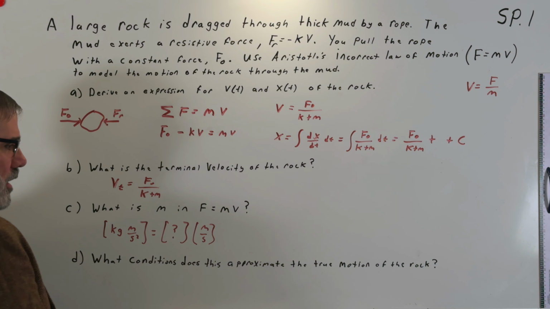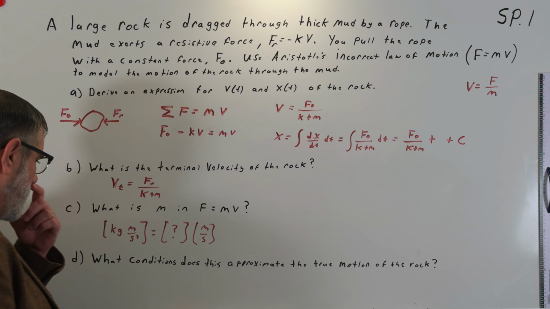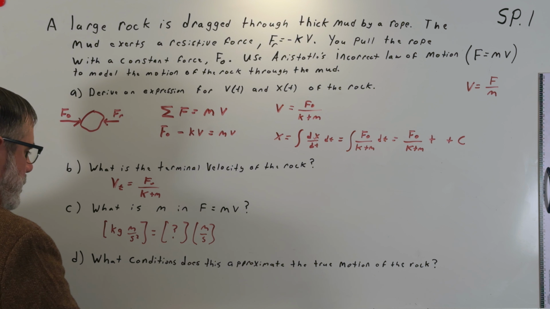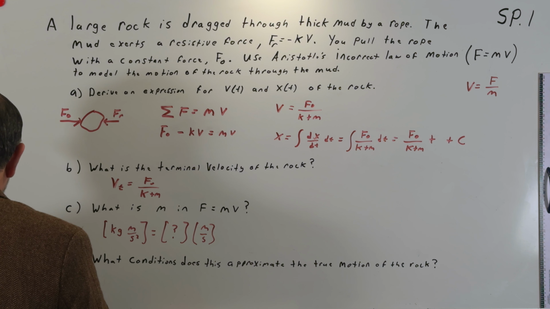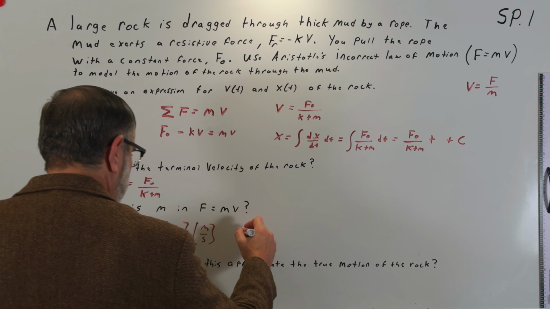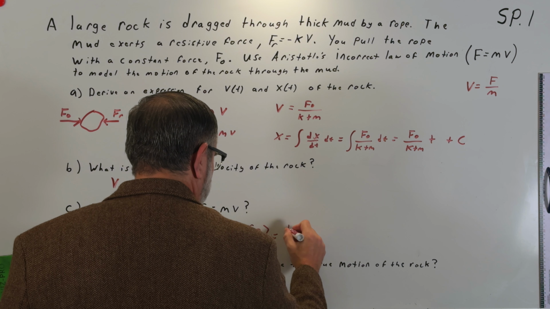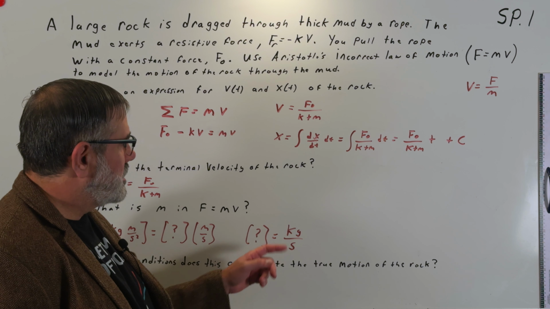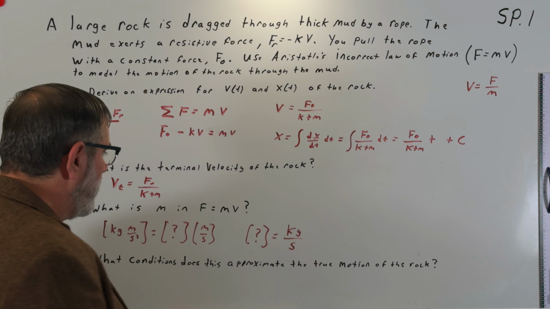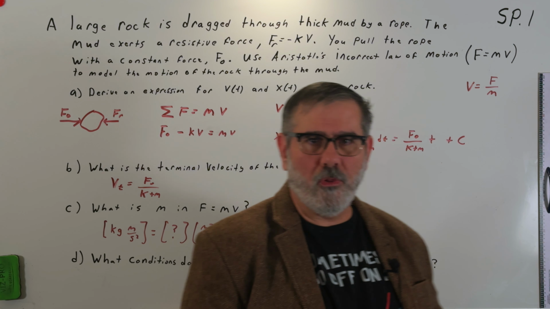But if we're going to try to show how this can be an approximation to Newton's laws, then we'll need to relate these two. And so just to get a feel for what this mass would actually be, solving for this, just doing the unitary analysis, we see that the mass will have units of kilograms per second. And what it does is it describes how much force is required to maintain a certain velocity.